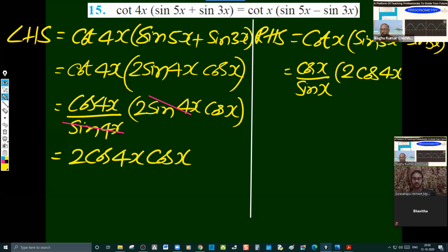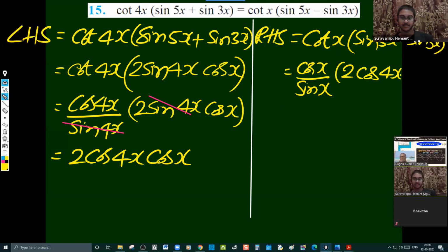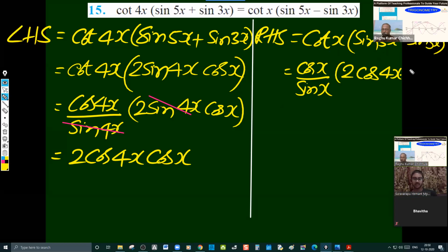Again, you tell me, minus sine x. Think and tell me, please. What is sine c minus sine d? Sine c minus sine d is equal to 2 cos (c plus d) by 2 into sine (c minus d) by 2. So that's c minus d, sine x. That's good.